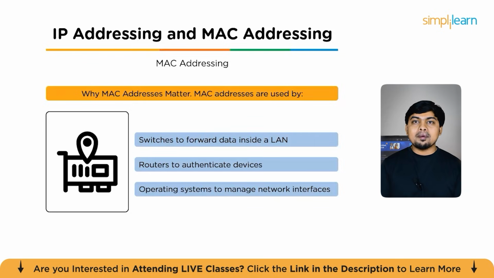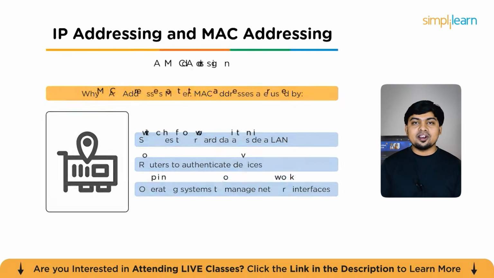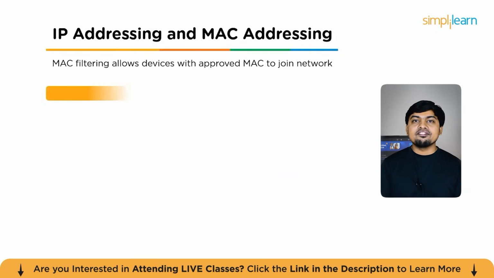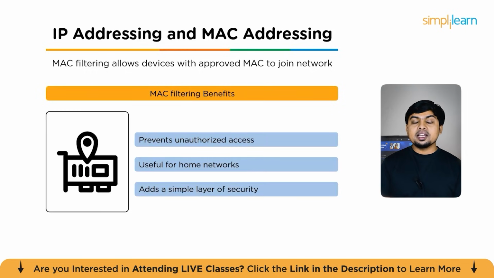Now, let's discuss MAC filtering for small network security. Many routers offer MAC filtering, which only allows devices with approved MAC addresses to join the network. Now, let's go through the benefits. It prevents unauthorized access, useful for home networks. It adds a simple layer of security. However, it's not completely foolproof. MAC addresses can be spoofed, but it's still an effective measure for basic control and device whitelisting.